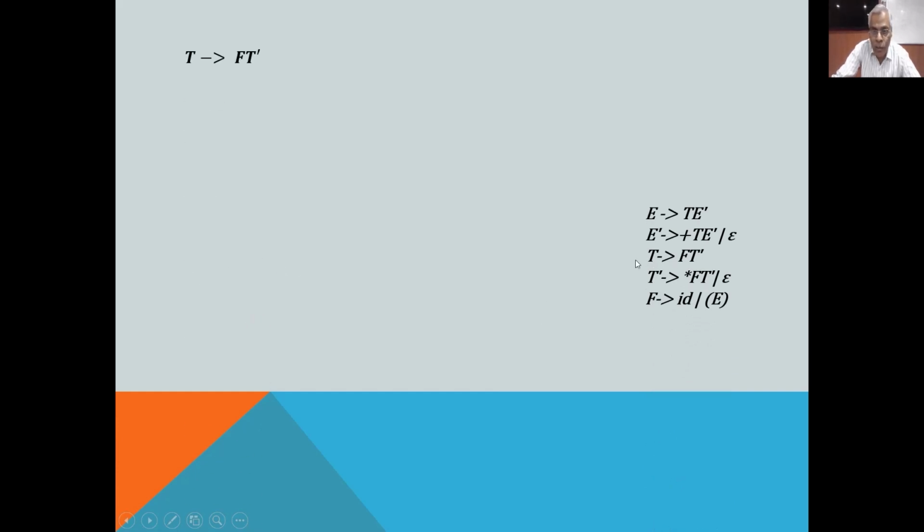So these are the first of T dash. Next production is T to F T dash. It is a single production, so we find the first of T equal to first of F, and we have already found the first of F by using the earlier production. First of F equal to ID and opening bracket. So we write here ID from the first production and opening bracket from the second production. So first of T will be ID and opening bracket.